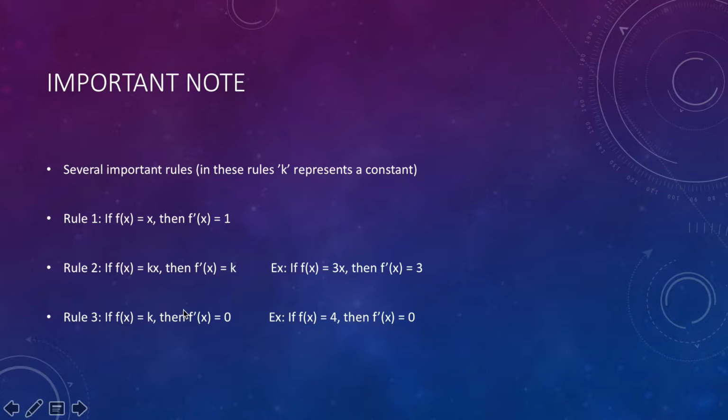If the function is k, and I ask you to find the derivative of it, then the derivative is 0, okay? So in other words, the derivative of a constant, such as 4, turns to 0, since there's no x there.